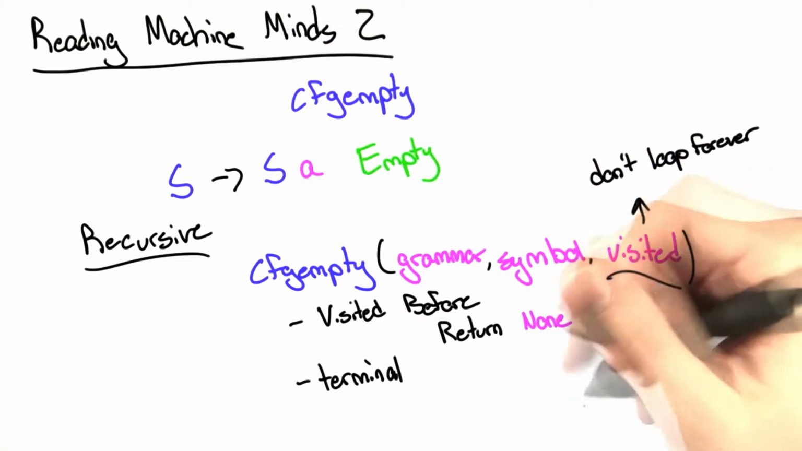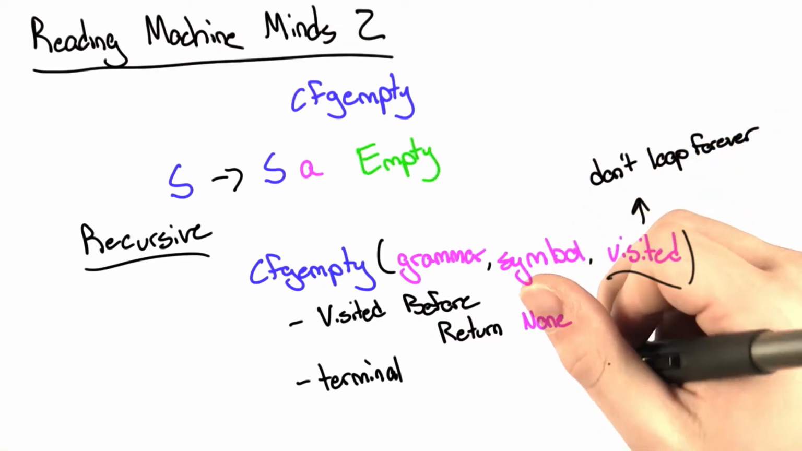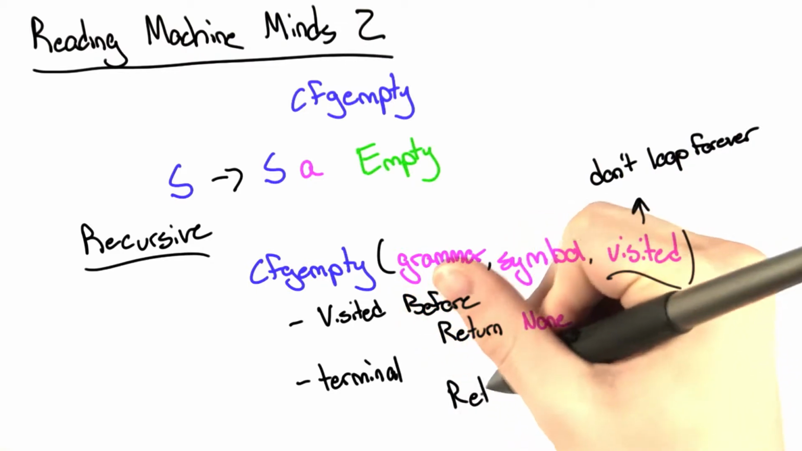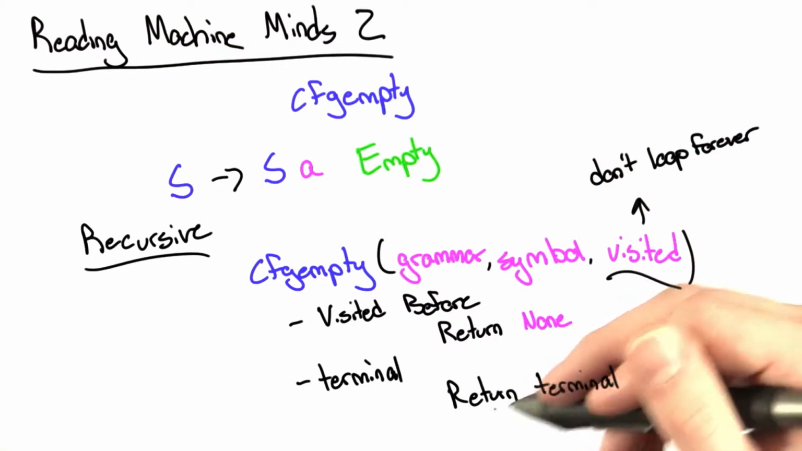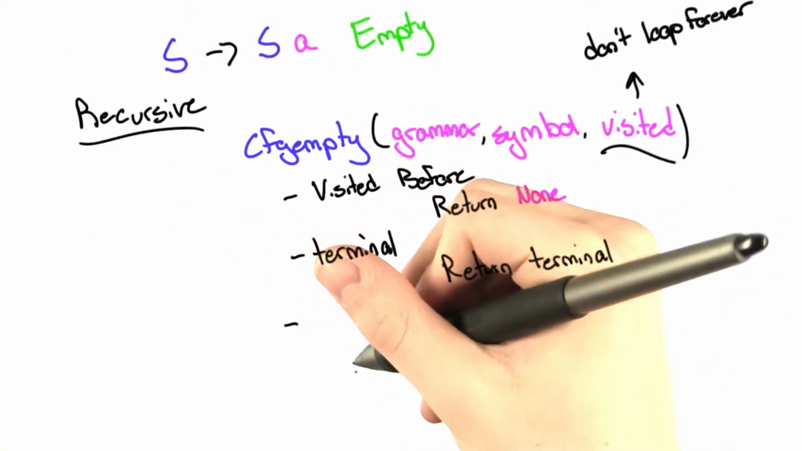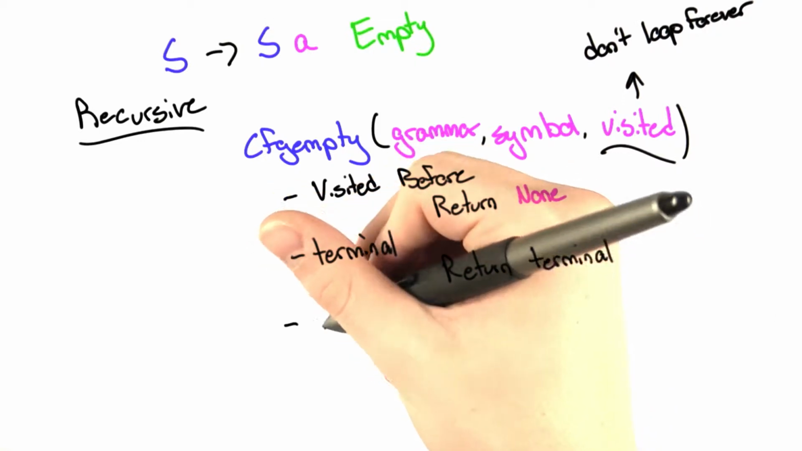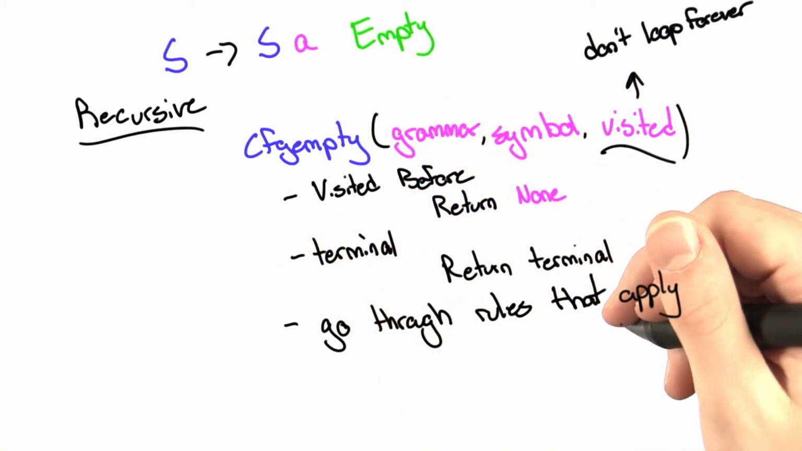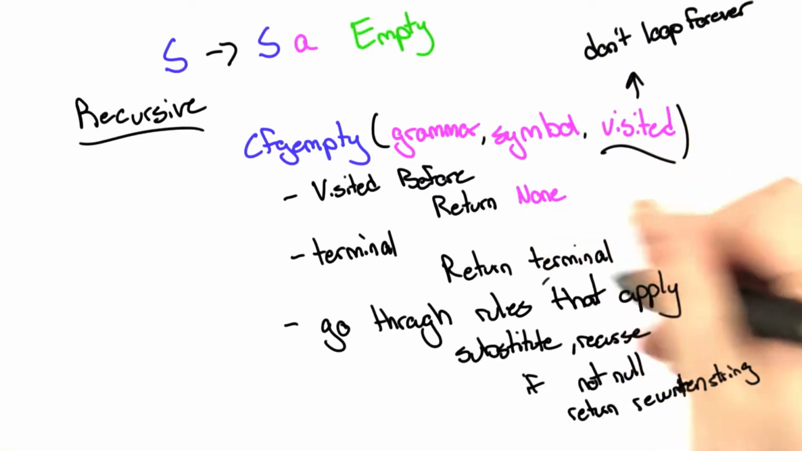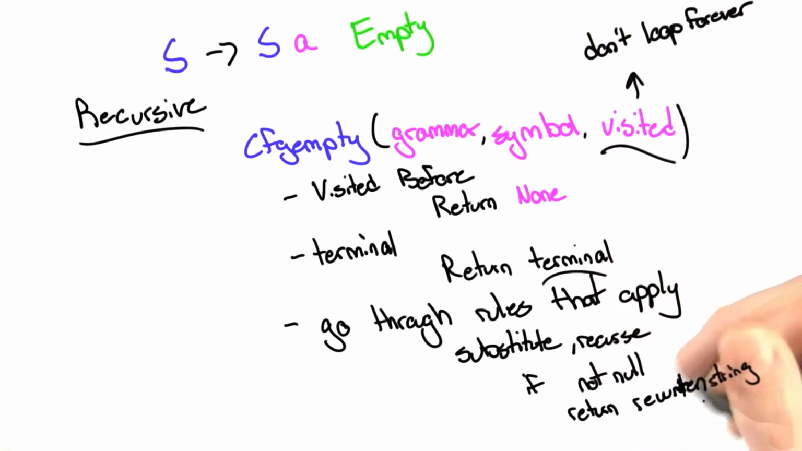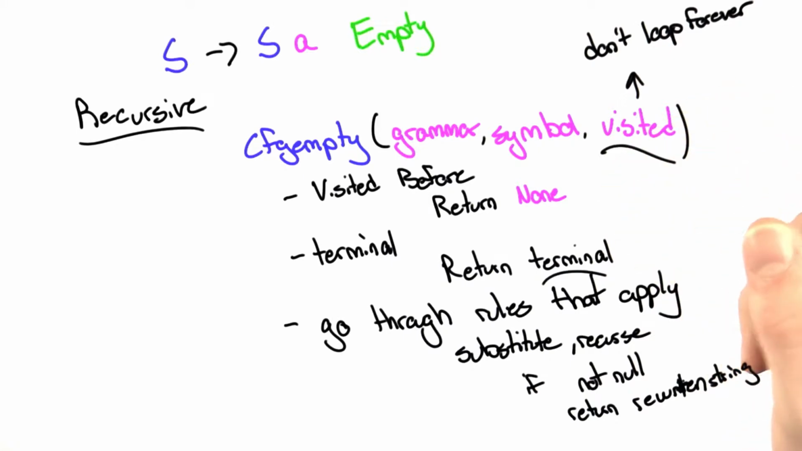If the symbol is a terminal, then, well, the grammar isn't empty, or at least the grammar so far isn't empty. We're just going to return the terminal, because that's an example where if you start from a terminal, you get a terminal. It's an example where the grammar finishes, it produces a string. Otherwise, we're going to go through all the matching symbols, all the rules that apply, do the substitutions, and recurse. And if the recursion returns a not null value, a string of terminals, we're going to return the string back. And if the grammar does accept any string, we're going to build it up, going back up through the recursive calls, and return a string that is a member of this language.